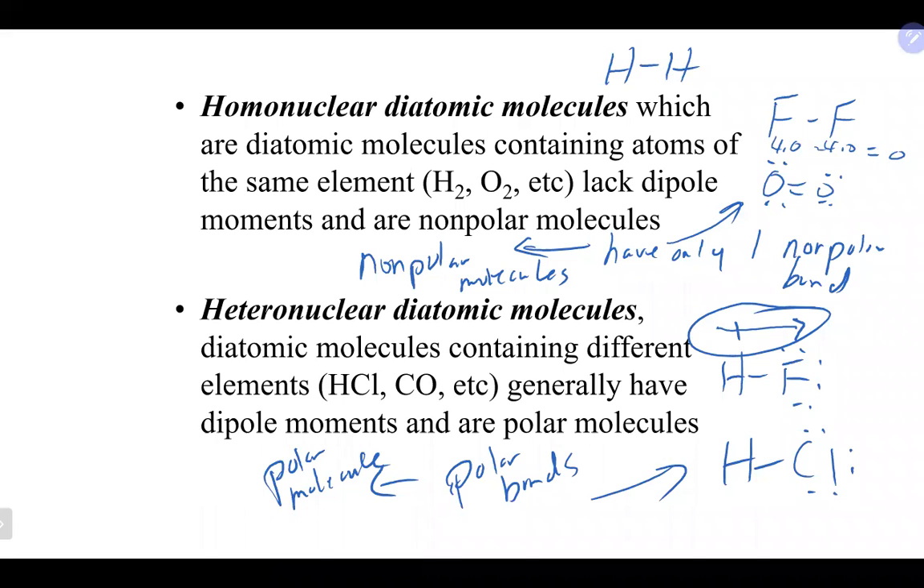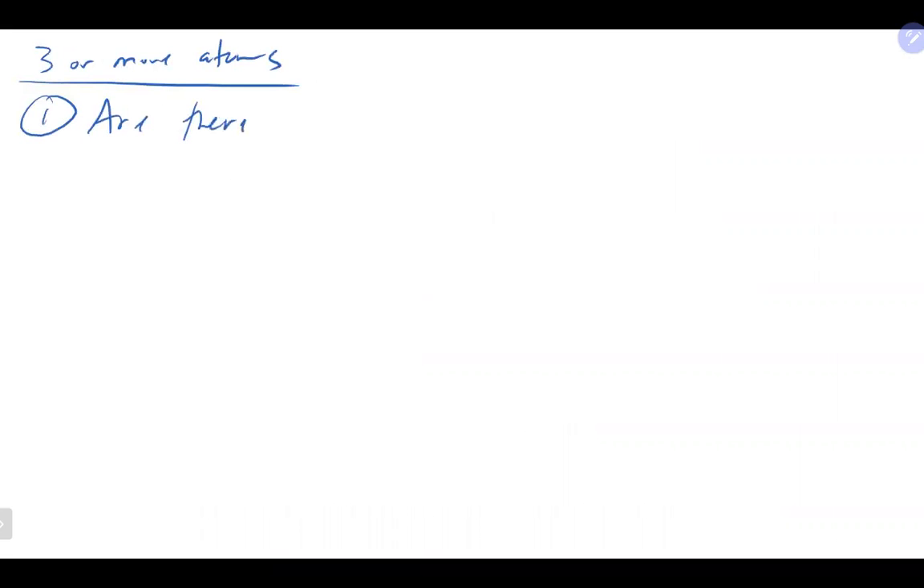When you have 3 or more atoms involved, it'd be nice if it was this simple, but it's not. So when you have 3 or more atoms involved, you actually have to look at 2 things to determine whether or not this molecule is going to be polar or non-polar. You need to look at, are there polar bonds? So obviously, if the answer is no, there's no polar bonds, then probably the molecule is going to be non-polar at that point.